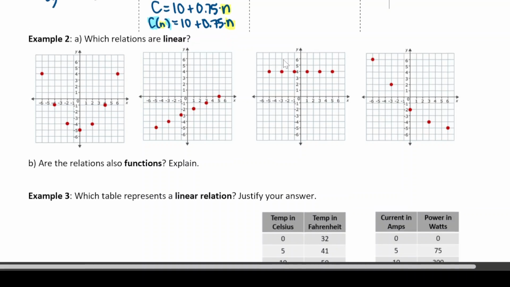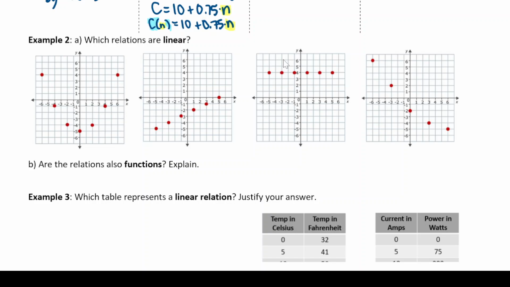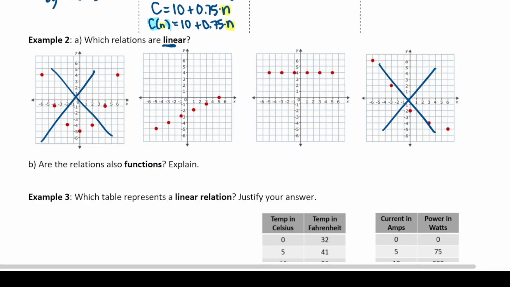Here we have some graphs. We're supposed to pick out the linear graphs. Linear, again, it has line in the word. We're looking for points that line up in a straight line. This is not linear, and this is not linear. These points are not in a straight line. It's easier to see too if you connect them. We can see there's no consistent pattern there. But these ones are in a straight line.